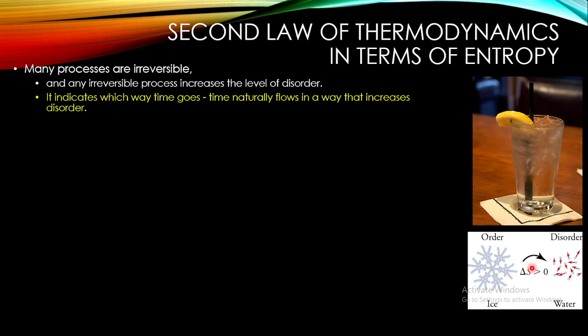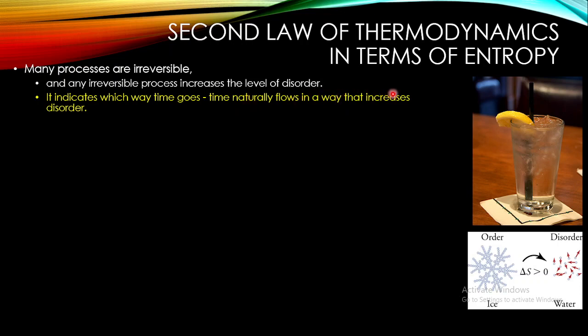So it indicates which way time goes. So if you have two lemonades, one with more ice and the other with the same amount of ice, but some has melted. If you are given such two glasses, how do you identify which was prepared earlier? You just have to check which has more disorder. The one with more disorder or more entropy should have happened earlier. So that is the usual, natural time flow.